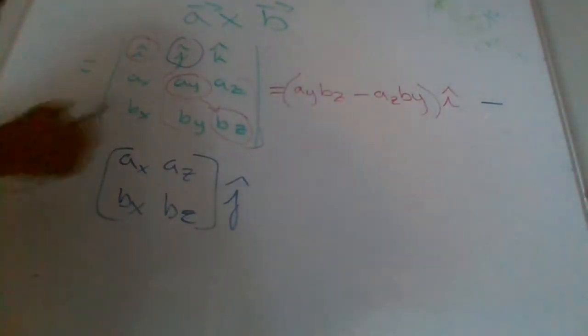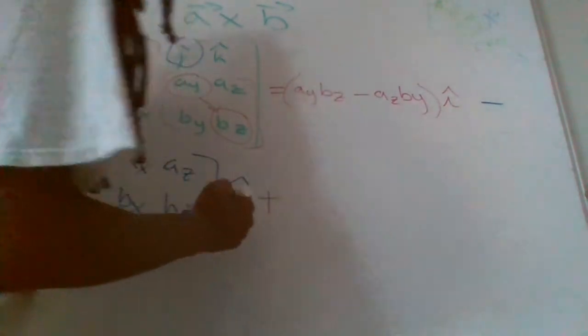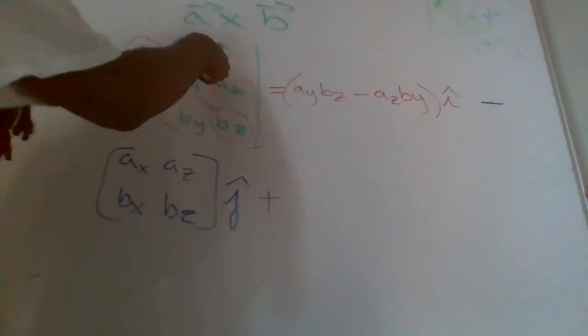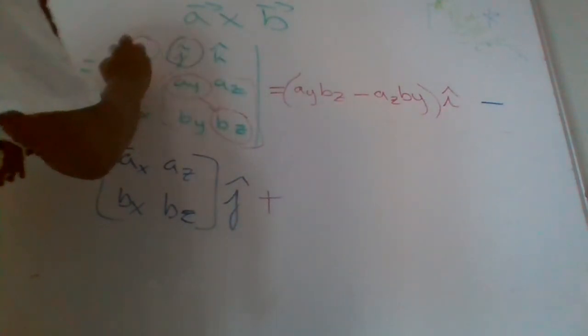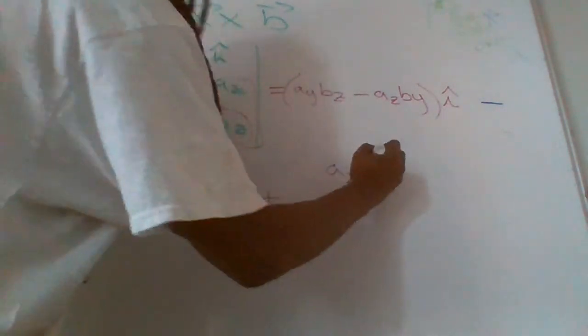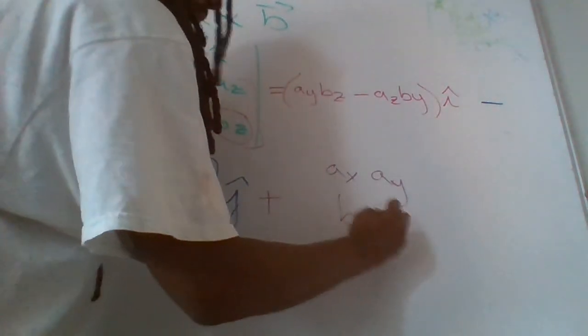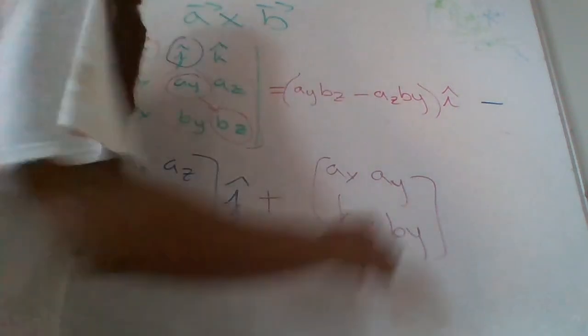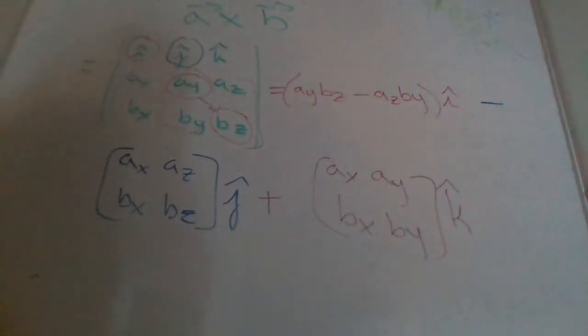Now the next term, we're going to add, and we're going to do the same thing with K here. We're going to remove the terms in this column and also the other terms in this row, and we're going to set up this 2 by 2 matrix here. So we're going to get AX, AY, BX, BY. And this 2 by 2 determinant multiplied by K. Multiplying vectors.